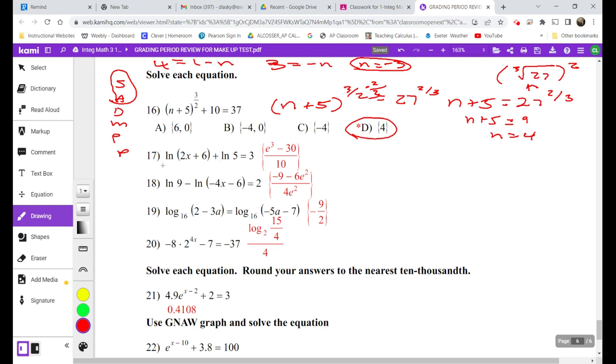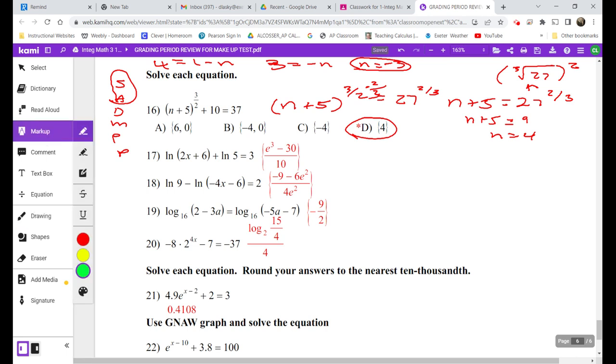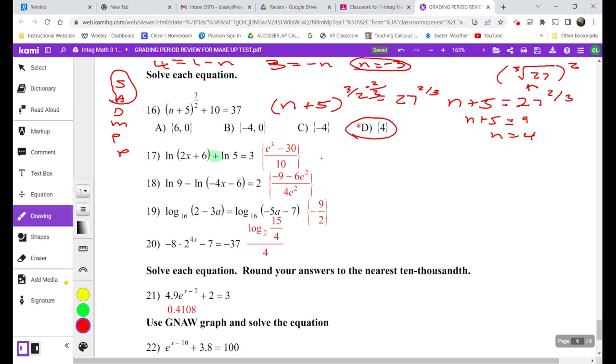So let's talk about natural log stuff. So don't forget, we have some properties. When you add natural logs, you multiply. So I got to multiply this stuff together. So we end up with this equation, which is the natural log of 5 times 2x plus 6. So I'm multiplying that. So I'm distributing it in, really. And that's going to equal 3.